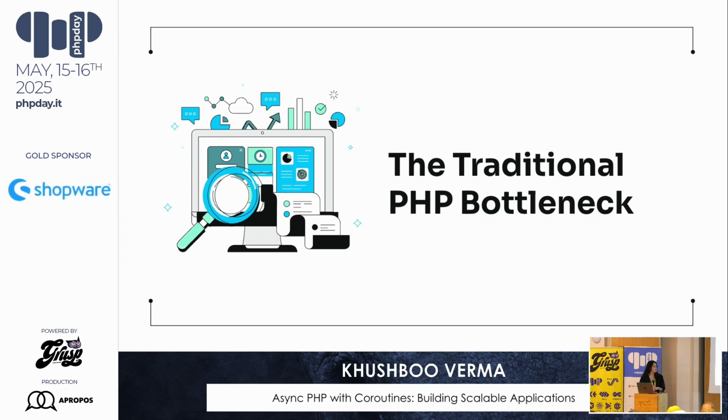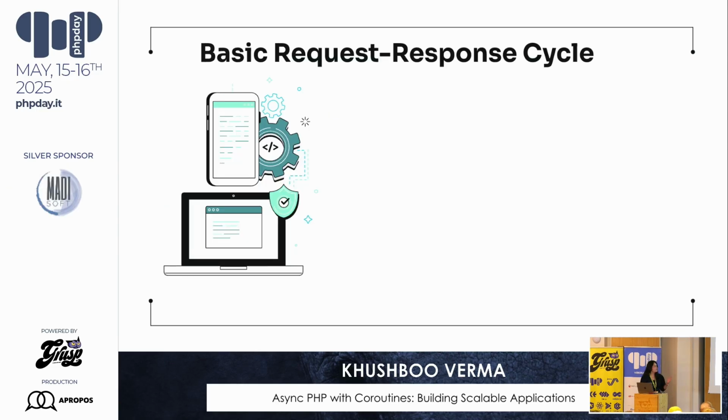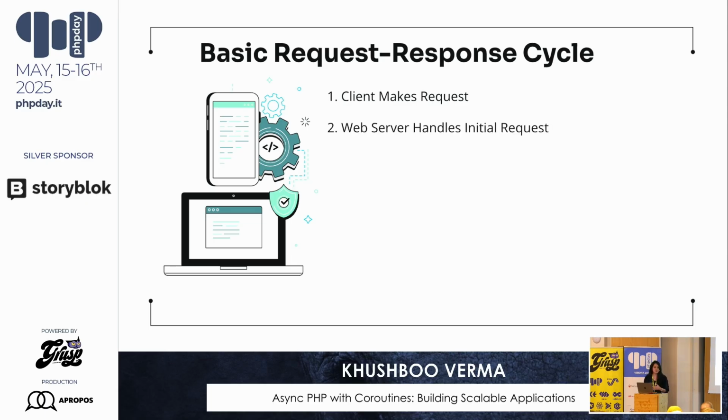So before talking about coroutines, let's talk about the traditional PHP bottleneck. We all know that PHP was originally designed as a template language for web, and its execution model reflects its origin. So let's talk about how the basic request response cycle works in PHP. Obviously, the client makes a request. A user's browser sends an HTTP request to a web server like Apache or Nginx, and then the web server handles the initial request. It knows that it is for a PHP file.